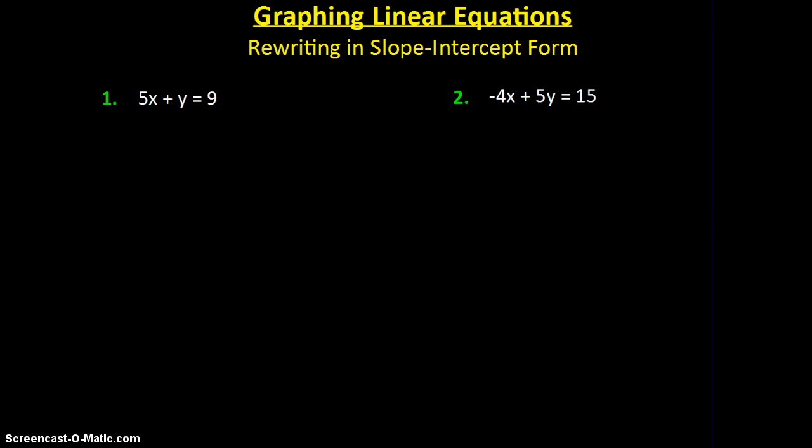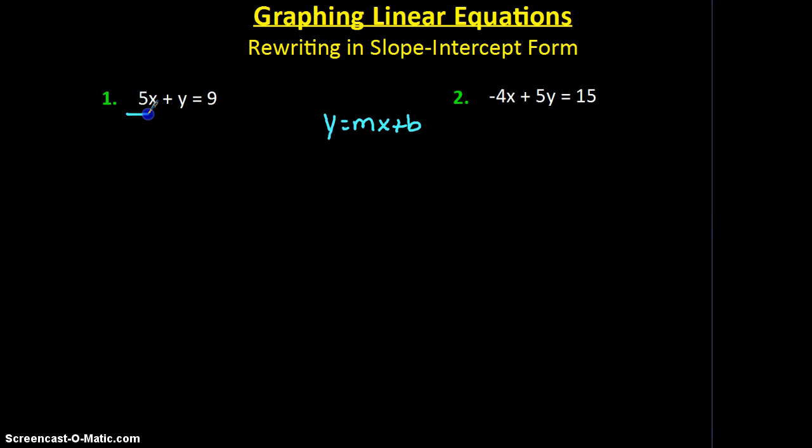What we're going to learn today is how to rewrite equations in slope-intercept form. Now, what we see in front of us are two equations in a different way to represent linear equations, and this is one of them. We know slope-intercept form is y equals mx plus b.